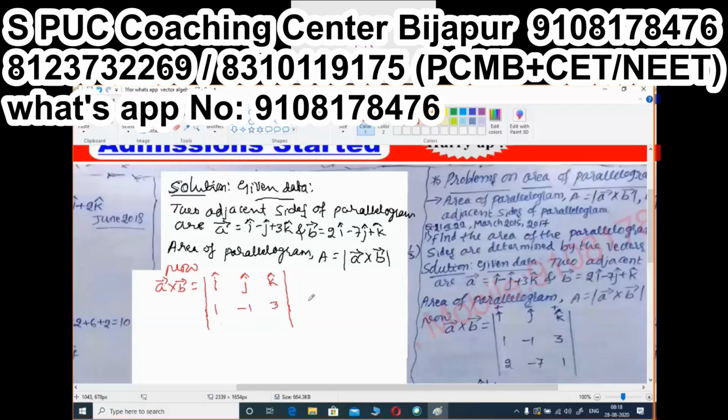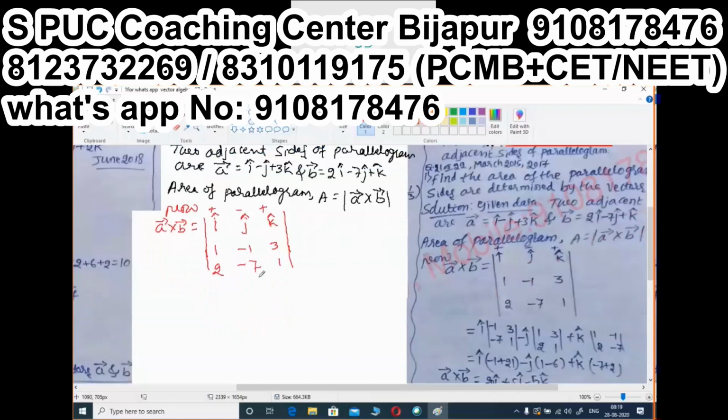Similarly, in the third row, you have to write the coefficients of i, j, k. Yes, 2. Next minus 7. Next 1. So you can expand along the first row: plus, minus, plus. Okay, now tell me how you are going to find the determinant of this.